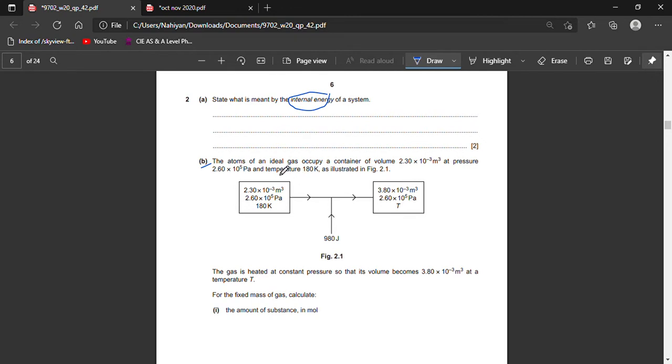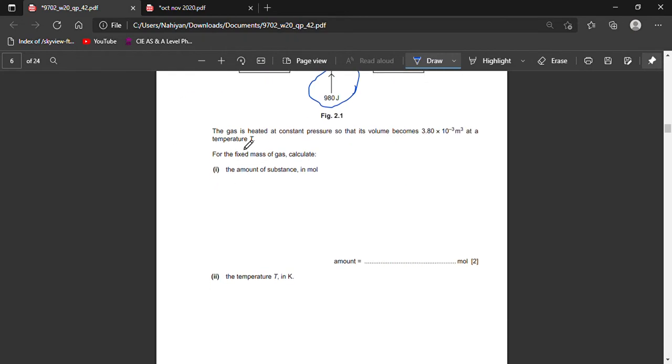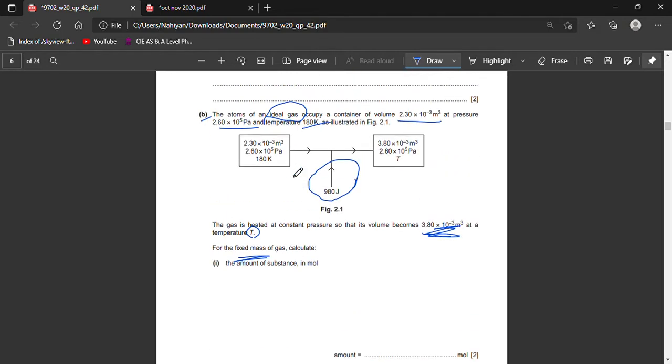And second, the atoms of an ideal gas. It's an ideal gas occupying a container of volume V1, given at a pressure and a temperature, and they're providing those values. The gas is heated at a constant pressure, so that the volume becomes V2 at a temperature T. For a fixed mass of gas, calculate the amount of substance in moles. So we have to use the formula PV = nRT and find n.